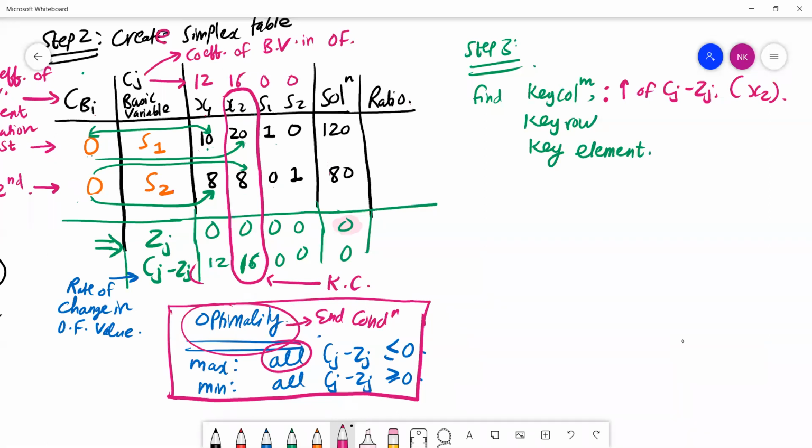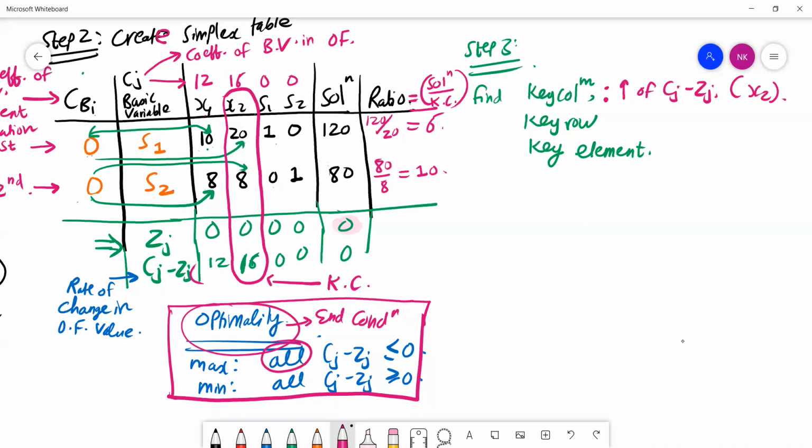Now, once we have this key column, the next step is to find the ratio. Ratio is nothing but the solution divided by the key column elements. So the solution is 120 divided by the key column element, which is 20, so the ratio will be 6. Same with 80: solution divided by key column element 8, so the ratio will be 10.